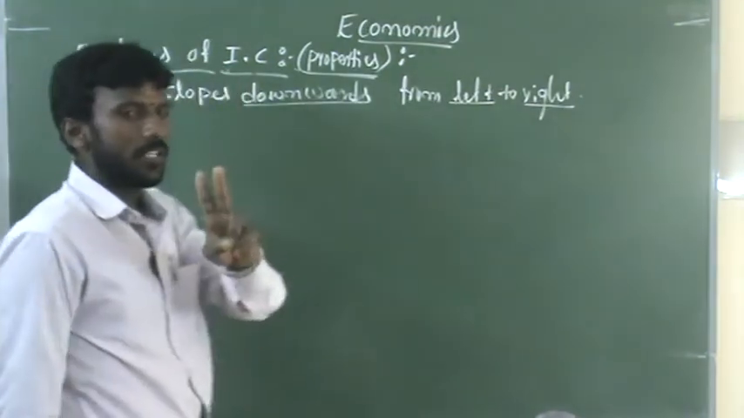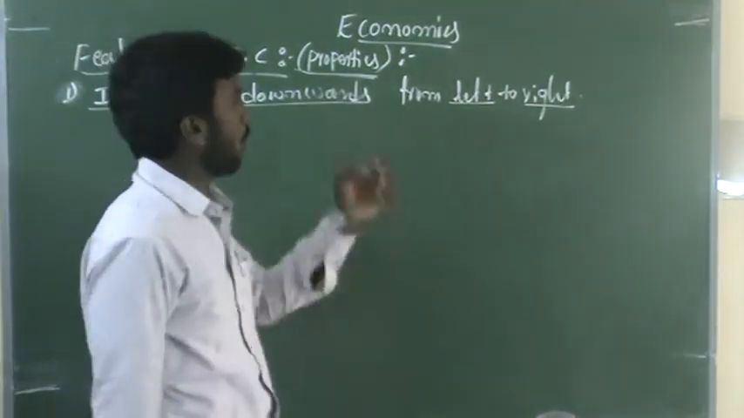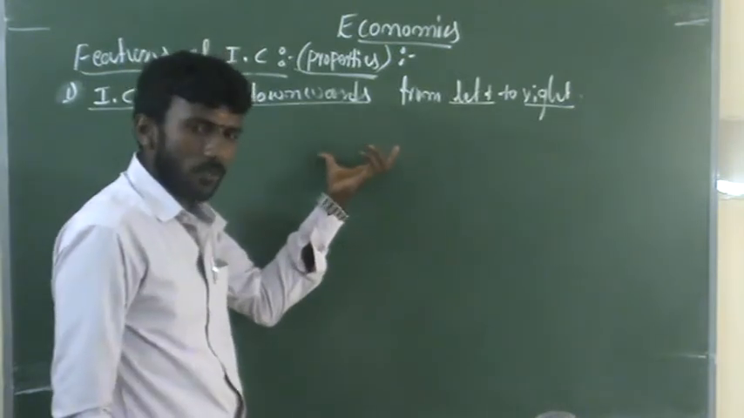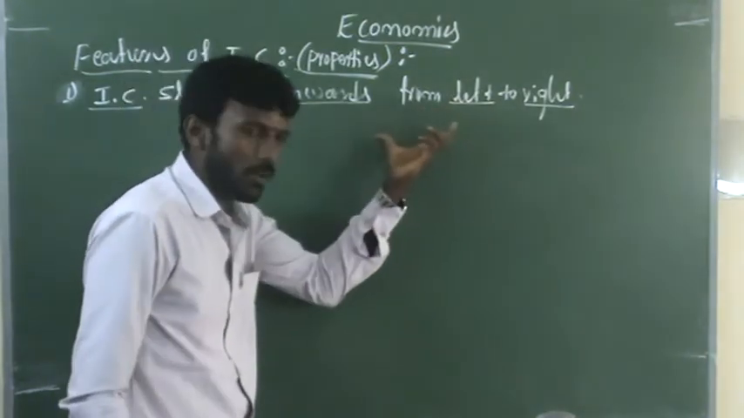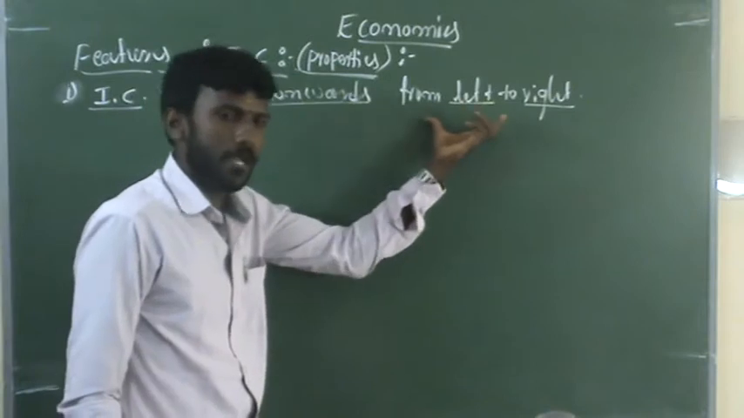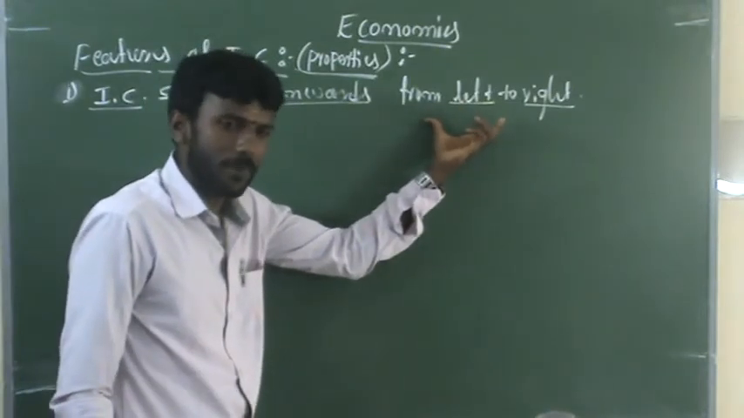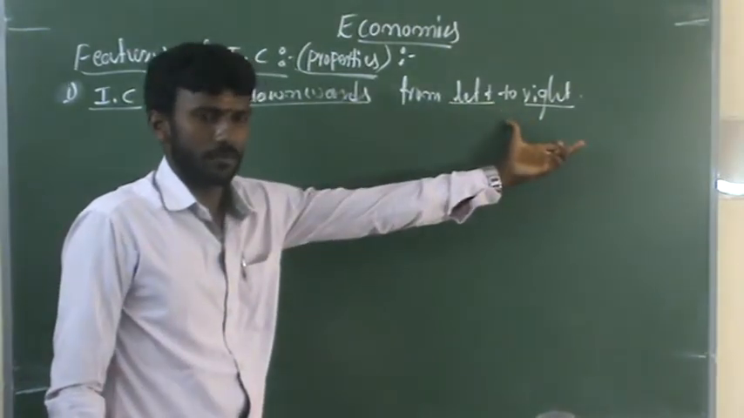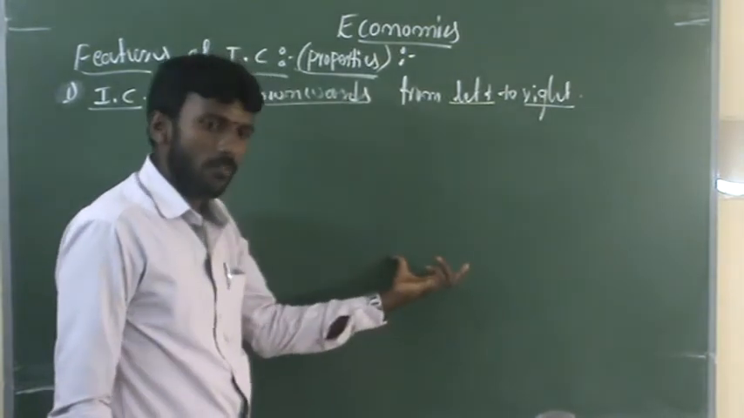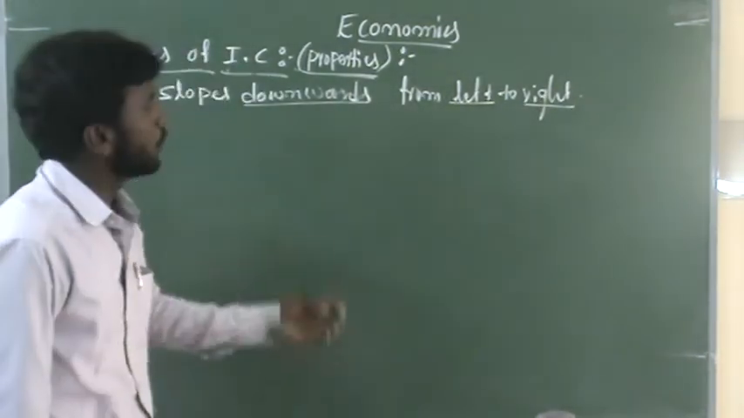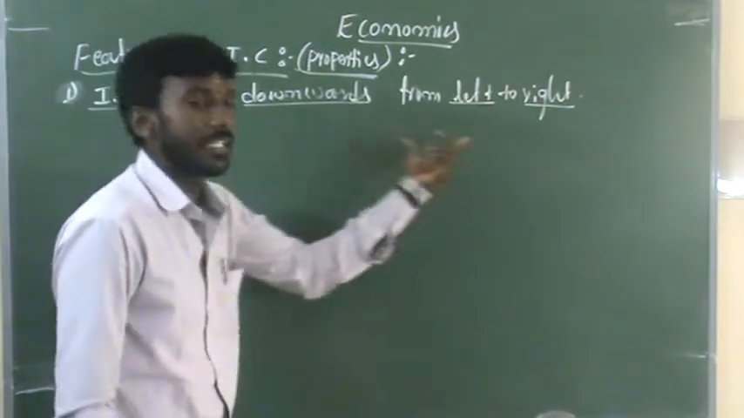See, two things are very very important. Why? The indifference curve slopes downwards from left to right, which means it is completely based on and depends upon MRS. One thing. The other one is that the indifference curve always has a negative slope.